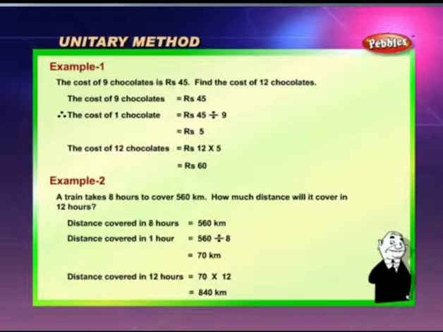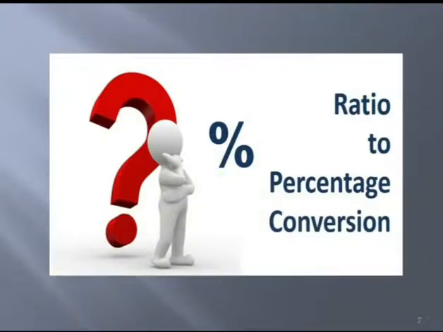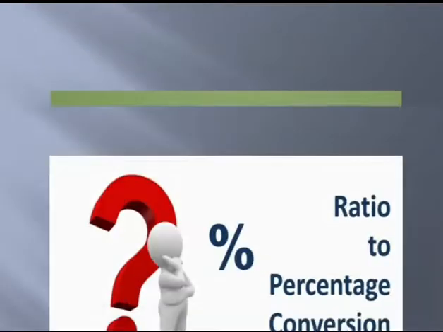So we will find for 1 hour first. That would be 560 divided by 8, which is 70 kilometers. And after getting the distance covered in 1 hour, then only we can find the distance covered in 12 hours. That would be 70 multiplied by 12, which is 840 kilometers. I hope the concept of the unitary method is clear to you. Now next concept, how to convert ratio into percentage.